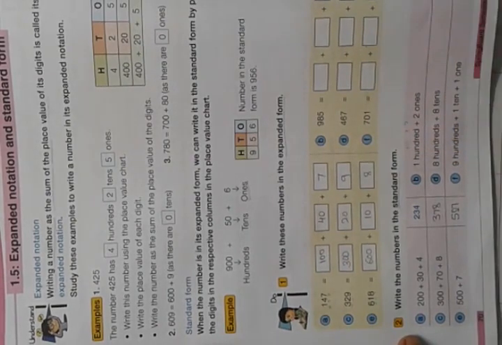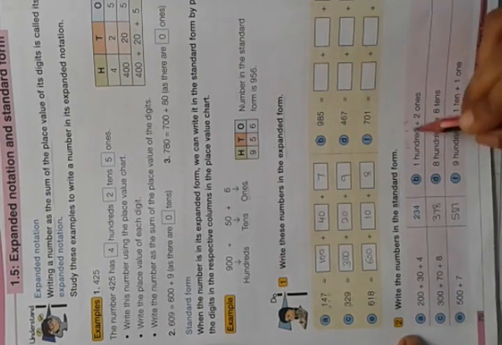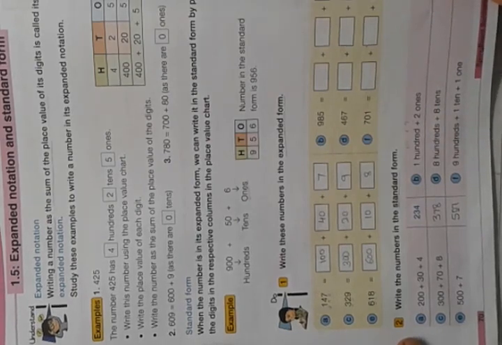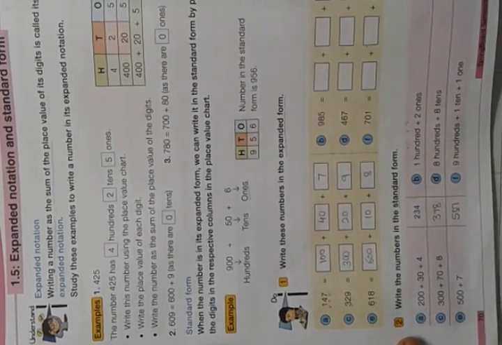Okay. 100 plus 2 ones. 100 means 100. Plus 2 ones means 2. If you add these two numbers, we will get 102. That is 102.